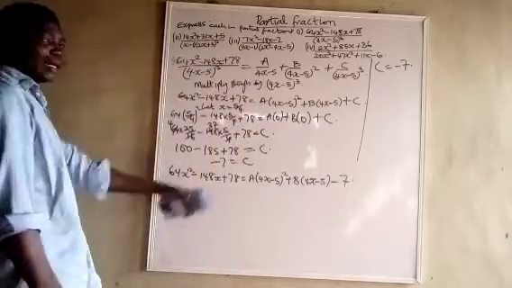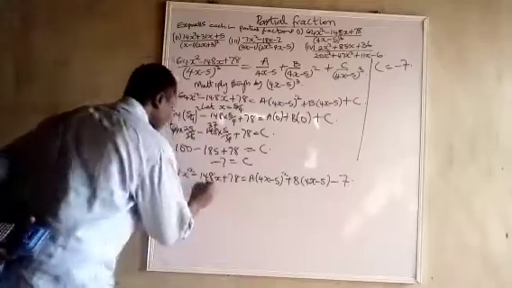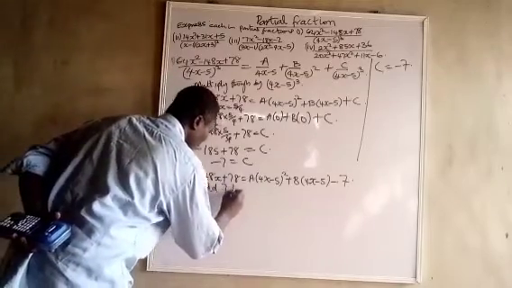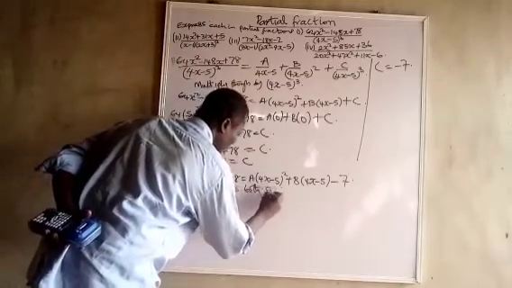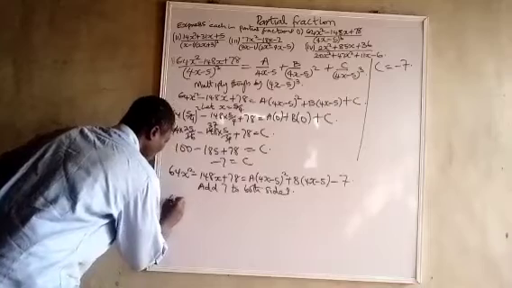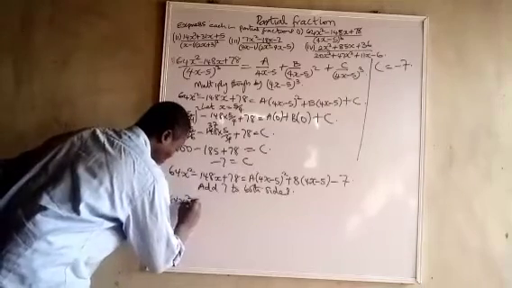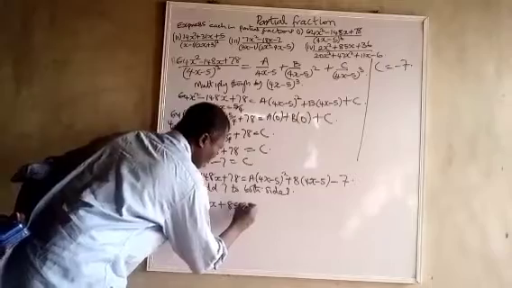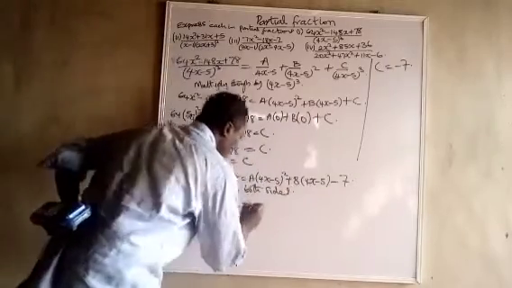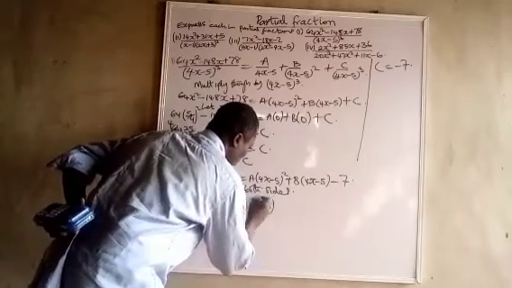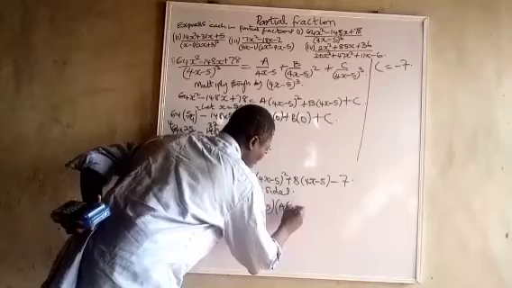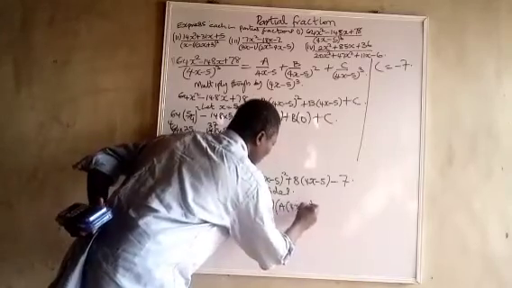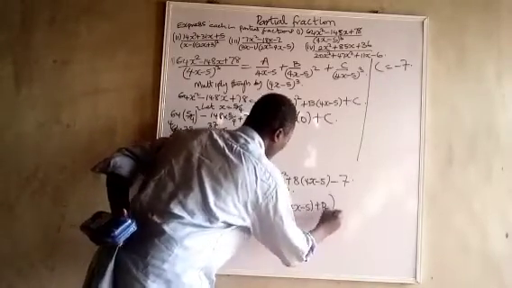So what do I do now? Let me add 7 to both sides. So I'm going to have 64x squared minus 148x plus 85, and I can factorize this side now. 4x minus 5 is common, into a into 4x minus 5 plus b, all in brackets.